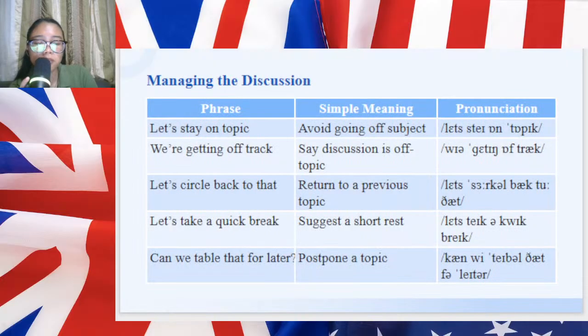We shall move on with managing the discussion phrases. Okay? All right. Starting with the first one, let's stay on topic. This is avoiding going off subject. You're trying to focus. It's a direct yet generally polite way to redirect the conversation back to the main subject or the agenda item being discussed.